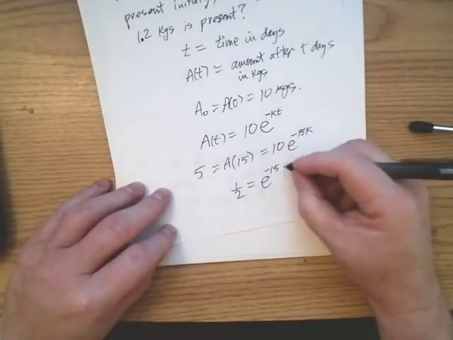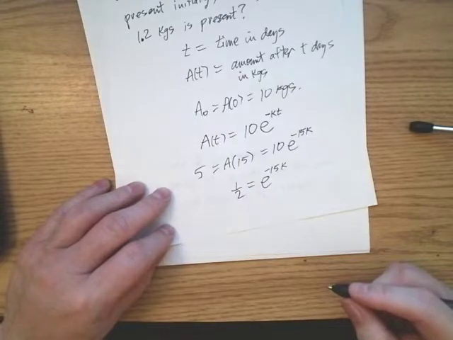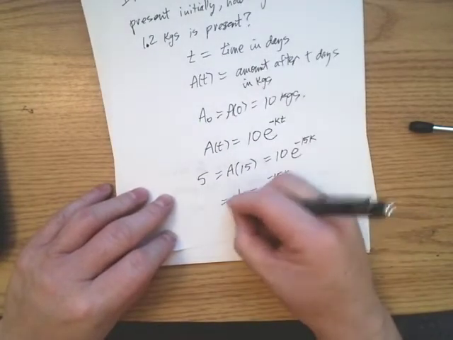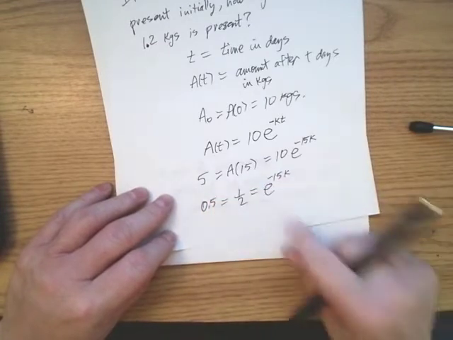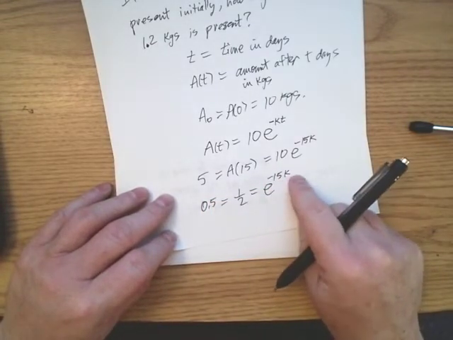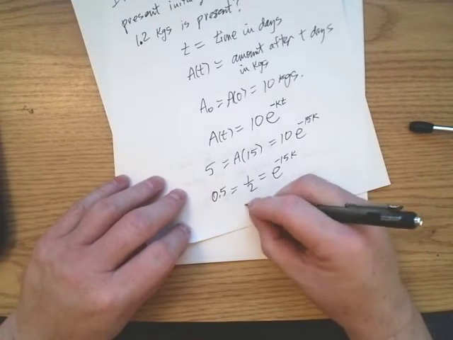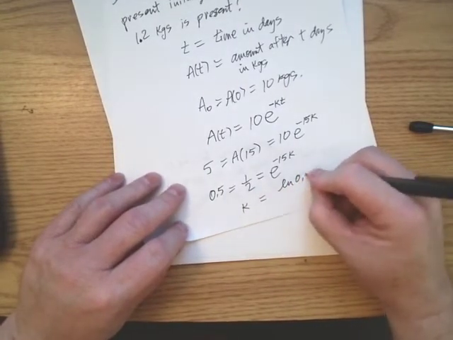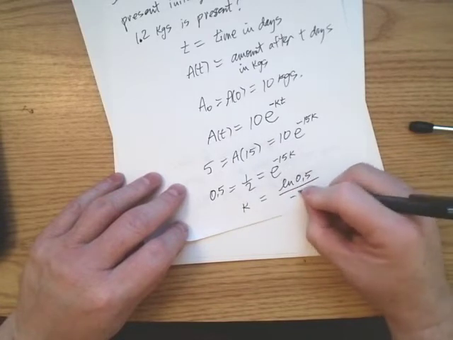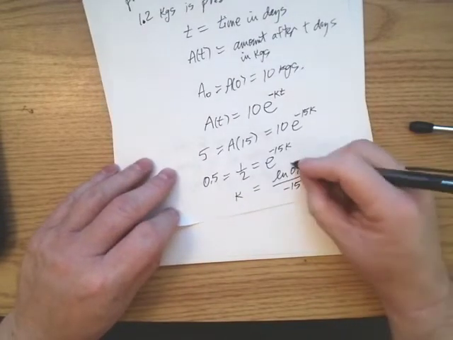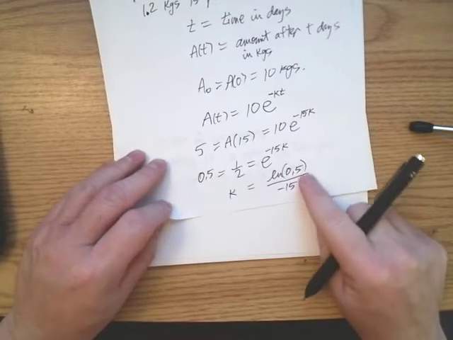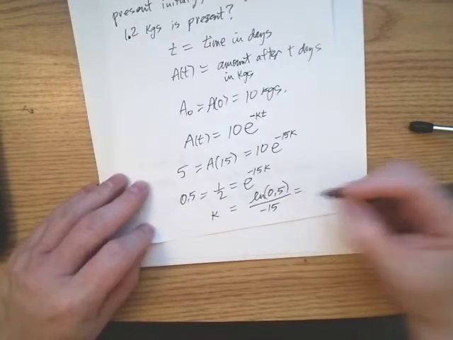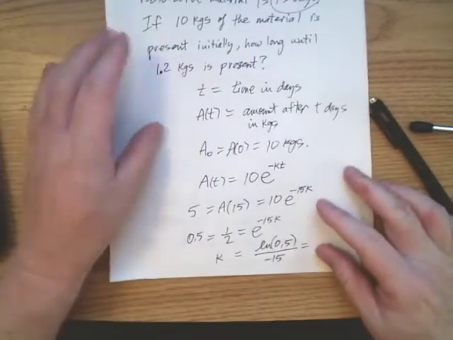And then we got it like that. Look good? So the 1/2, or the 0.5 if you prefer, is e to the minus 15k. Now, what's k going to be? K is going to be the natural logarithm of 0.5 divided by negative 15. Now, what we're going to find is the natural logarithm of 0.5 is actually a negative number also. So when I'm dividing that by another negative number, I get a positive k.